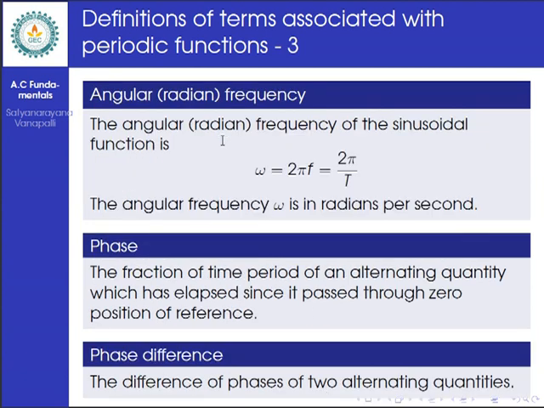Next, angular or radian frequency. The angular frequency of a sinusoidal function is identified with omega and is defined as omega is equal to 2 pi into f, where f is the frequency. We know that f is the reciprocal of the time period, so its value is equal to 2 pi by T.